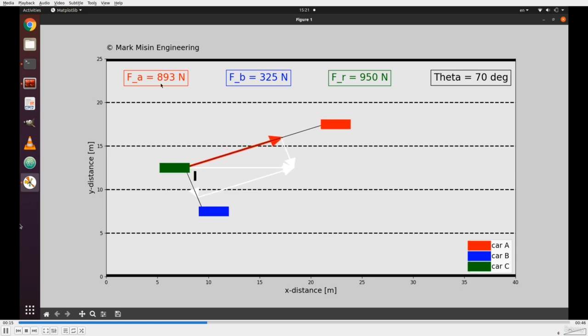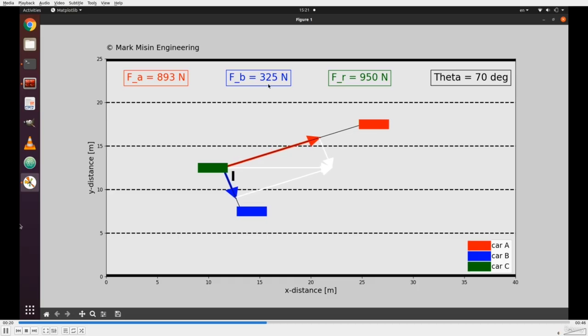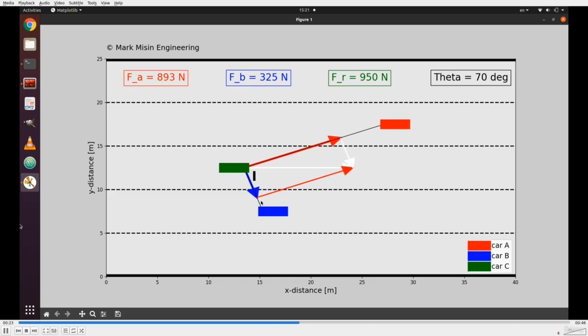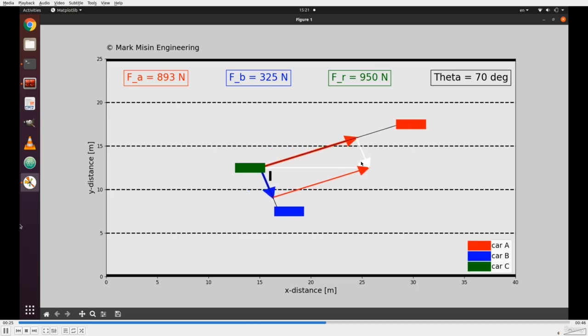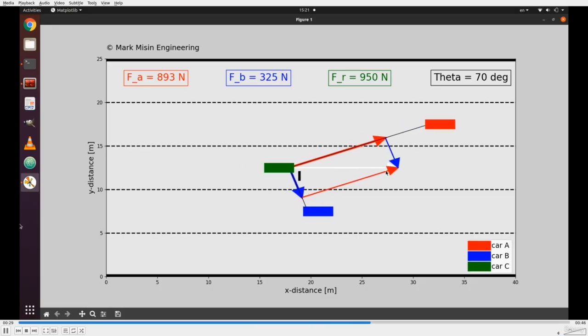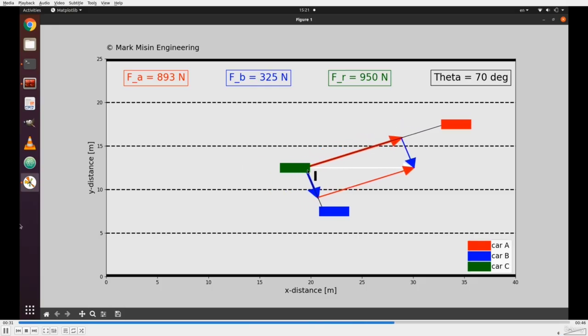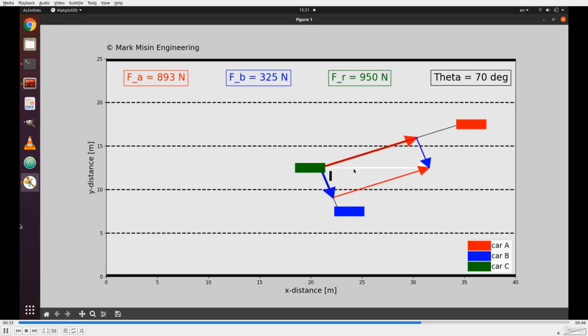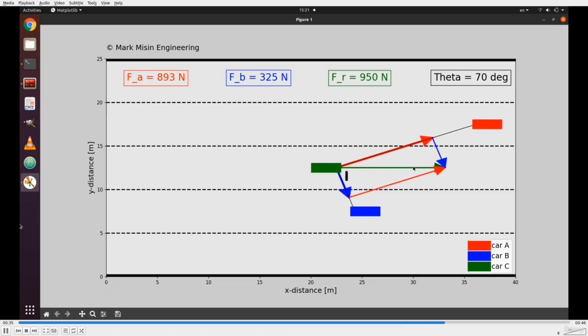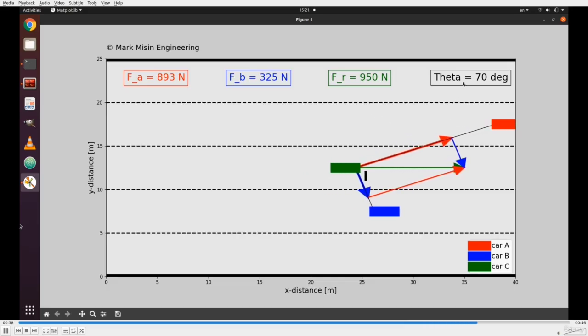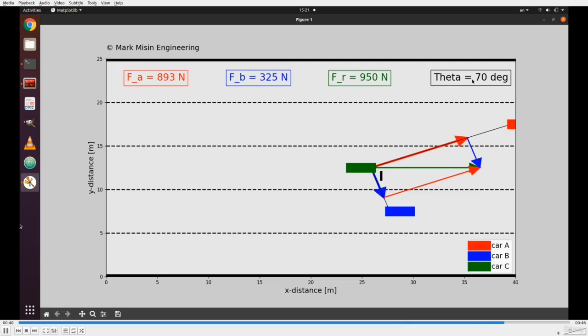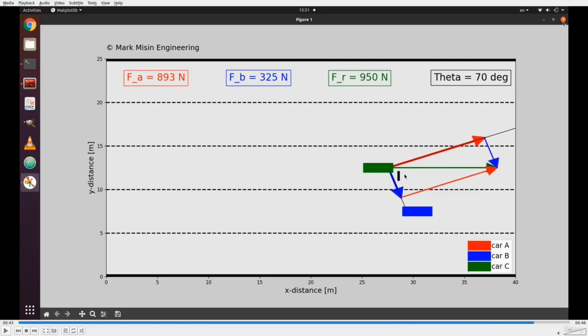And so here I've made this animation in Python as well, so you can see that this is FA, 893 newtons, and then FB, 325 newtons, and if you use this parallelogram rule, then in the end you will end up with a resultant force, which is this one here, 950 newtons. And this theta here, which is 70 degrees, is this angle here, where this vertical line is.